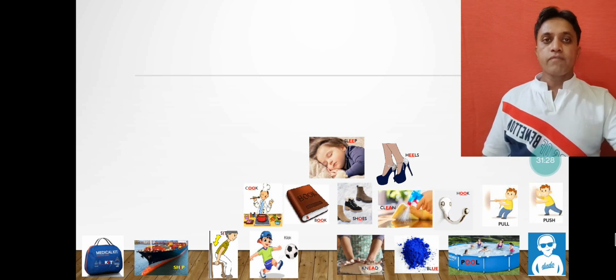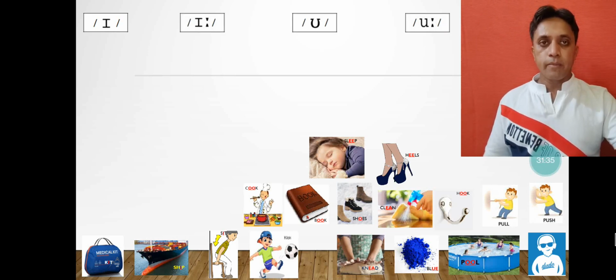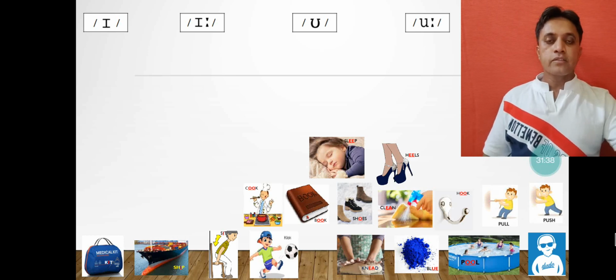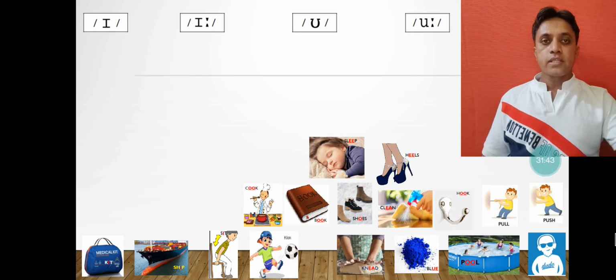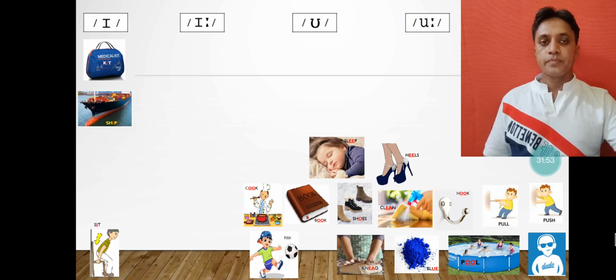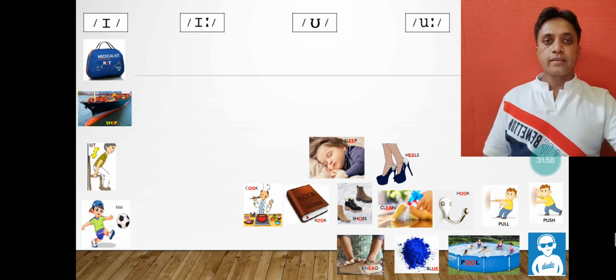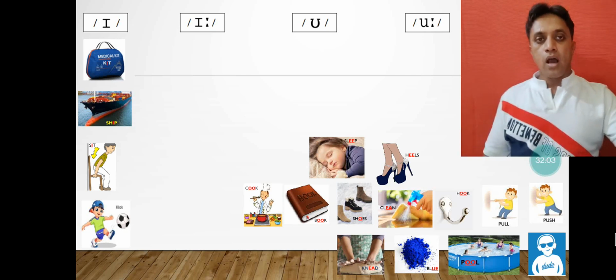Alright, here are some more words for practice. Here are the first 4 single vowel symbols, and below are some of the images. Let's try to put the images under the correct vowel symbol according to their pronunciations. So the first is short i, and the images that go under this sound are kit, ship, sit, kick.